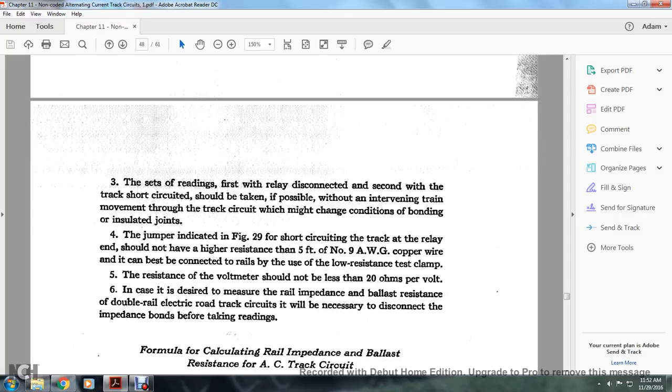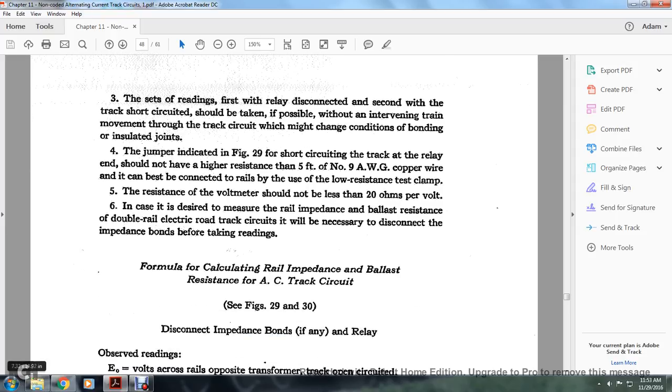5. The resistance of the voltmeter should not be less than 20 ohms per volt. In the case of the desired measure for the rail impedance or ballast resistance of the double rail electric railroad circuit, it is necessary to disconnect the impedance bond between them when taking the readings.